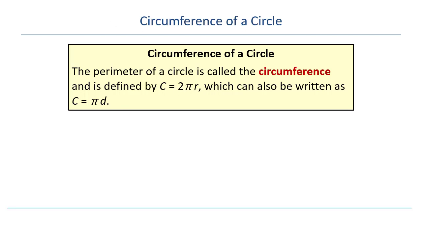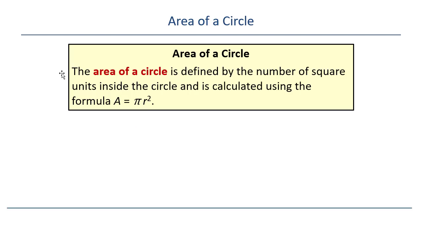I like 2 pi r. And the reason why I like 2 pi r is there's a strong correlation, there's a strong relationship between circumference and area, because area is pi r squared.